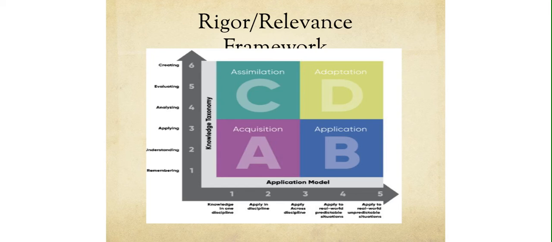There are 4 different quadrants when it comes to the rigor and relevance framework. None of these quadrants are more important than the other. While we want our lessons to be in the D quadrant, not all of them can be, nor should they be, because before we can get to the D quadrant of adaptation, we must have a baseline. For example, all students need to have a proper understanding of vocabulary before we can expect them to adapt that vocabulary in their everyday lives. So all of these quadrants are important.